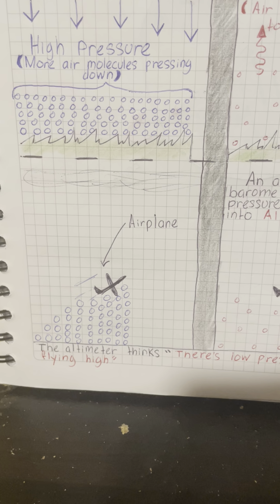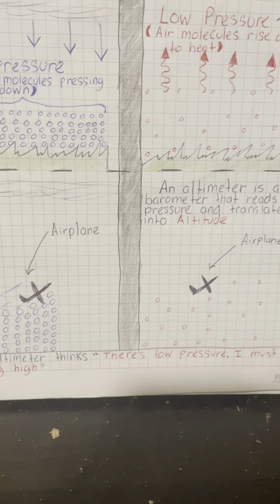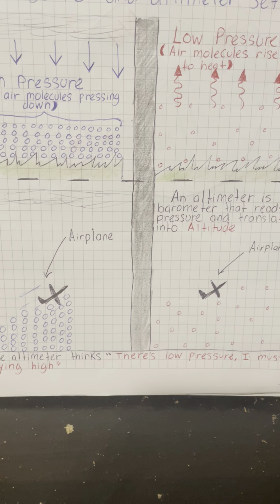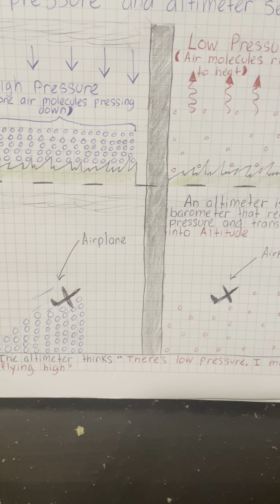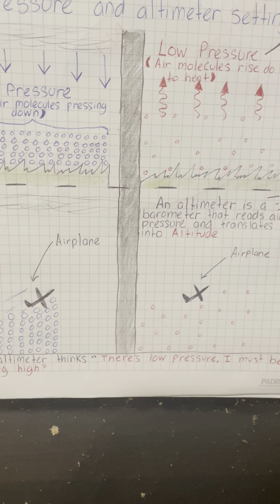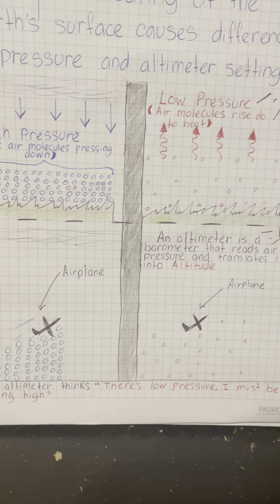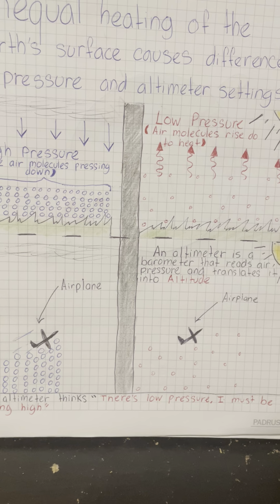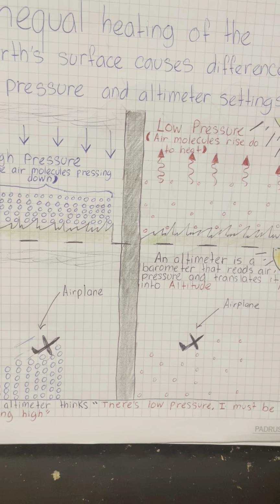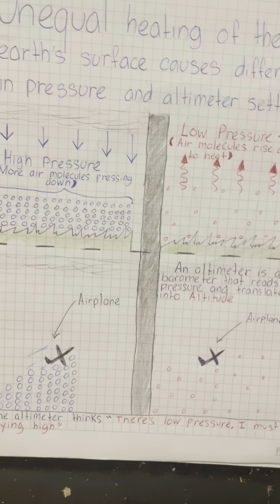Let's take a look at these two illustrations down here with the airplanes. Before I continue, I'm going to give you a very simple example, which might not contain the proper aviation terminology, but it is just so you can understand what's going on with the altimeter when it is exposed to unequal heating.